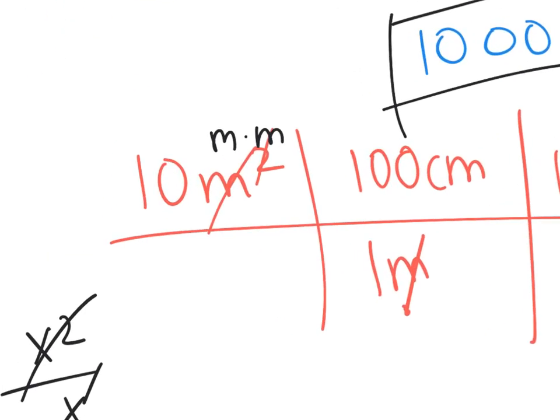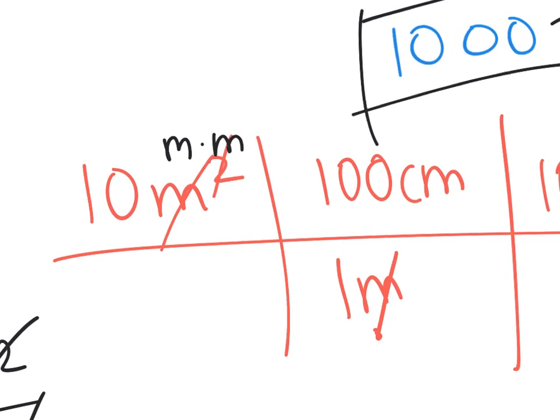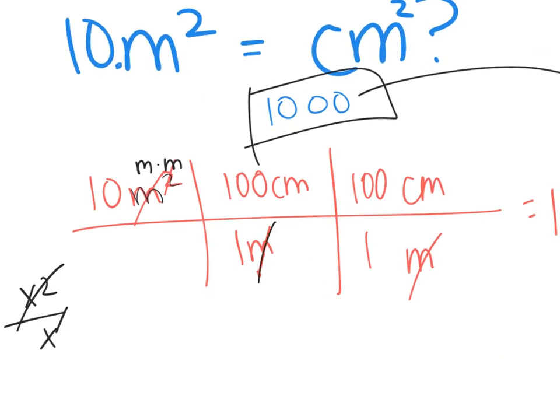So, do you agree this is meters squared up here? Okay. So if it's meters squared, that means it's meters times meters. So to get rid of meters times meters, you need to divide it by meters twice, right? So that's why I set up this conversion twice.